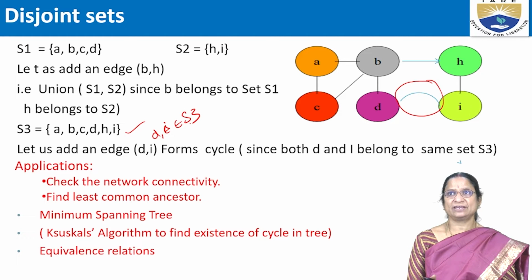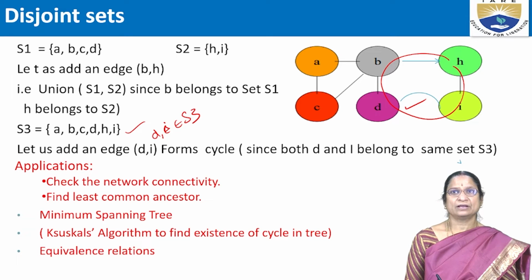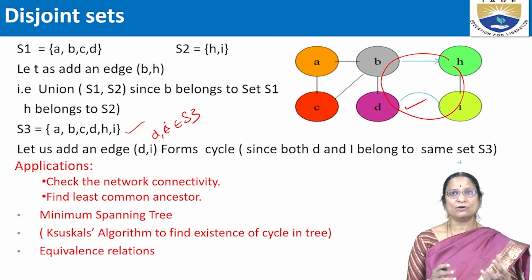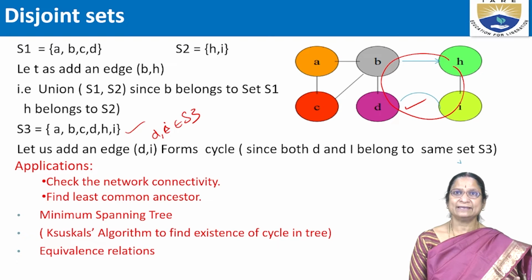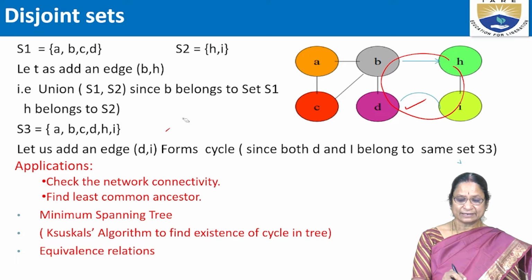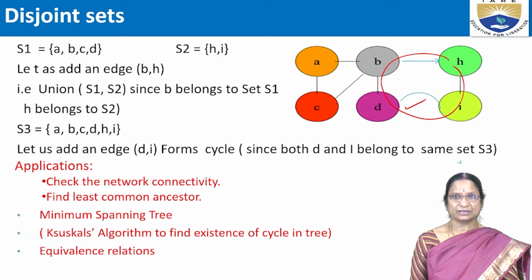If both belong to S3, we are supposed to add this to my graph. You observe here, by adding this edge, what happens? A cycle formed. That means both vertices D and I, any edge we would like to add, both vertices belong to the same set. By adding an edge in that particular graph, a cycle forms. So that's why detection of a cycle is easy by using these disjoint sets.